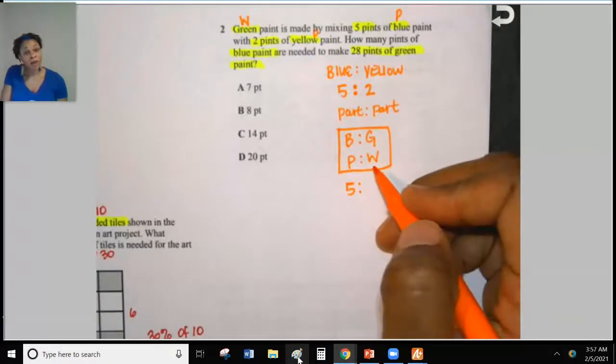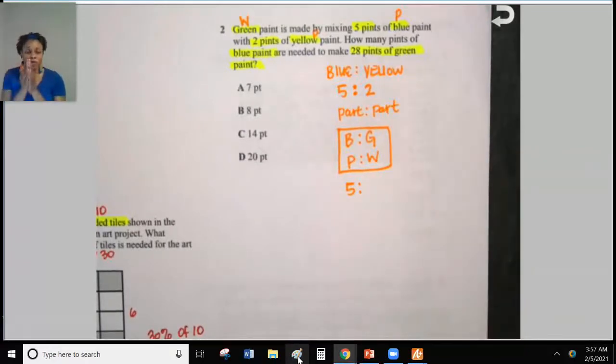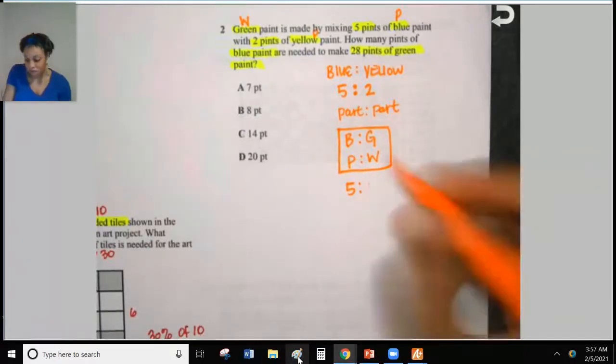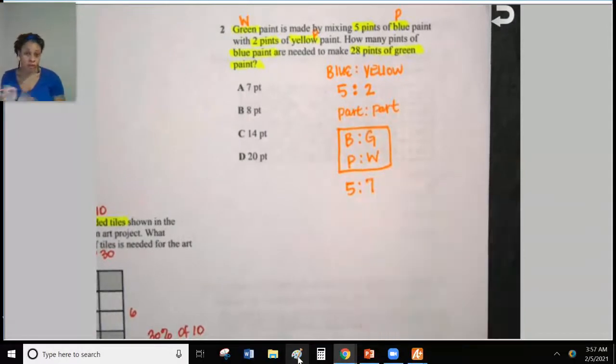So to get my whole, I have to combine the blue and yellow. So 5 plus 2 would give me 7. So that's going to be the ratio that we use in our table, 5 to 7, because you need 5 pints of blue to make 7 pints of green, okay? So blue 5, yellow 2, together those make a whole of green, which is going to be 7.